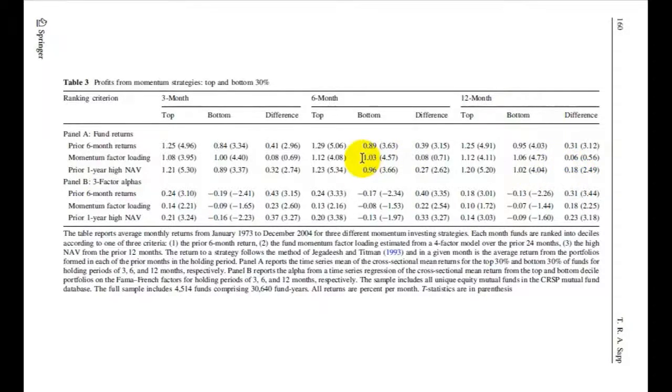And so looking at the risk-adjusted returns here, these are, if you remember, the alphas from the three-factor model. Just like we saw in table 2, all of these methods produced excess differences of returns from the top and bottom 30%. However, the momentum factor loading at the 12-month horizon is not statistically significant. This T statistic is not high enough.